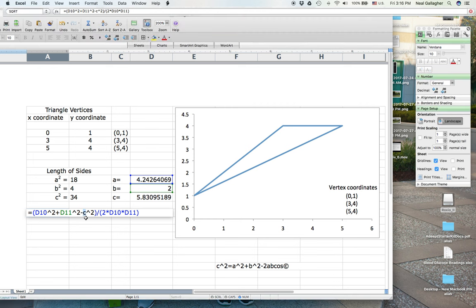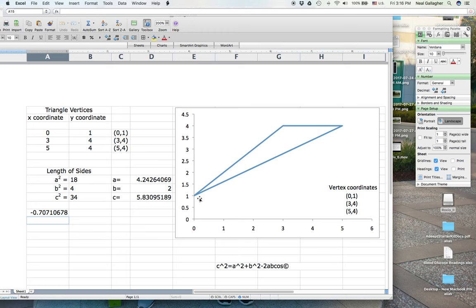Okay, right. I don't want C squared. So I want to do this instead of C squared. There. Now hit return. Okay, so this says it's negative 0.7071068. Let's see, that would make sense. Side A is the side between here and here. Side B, I believe, is the side between here and here. So this is C. So I think that might be right.